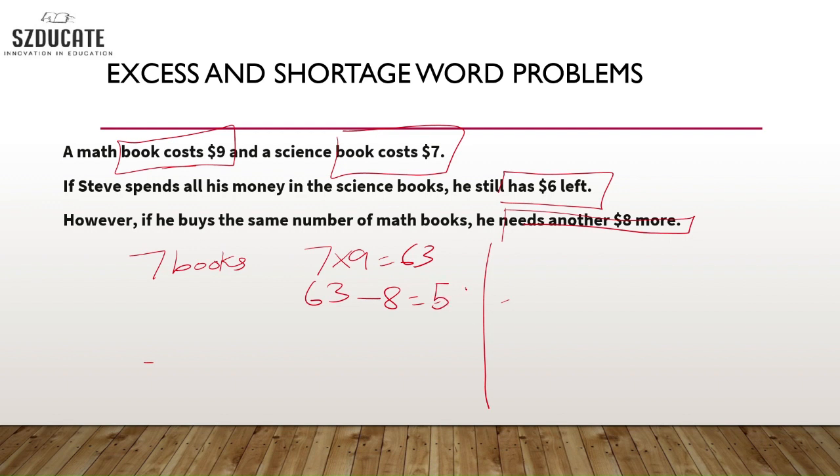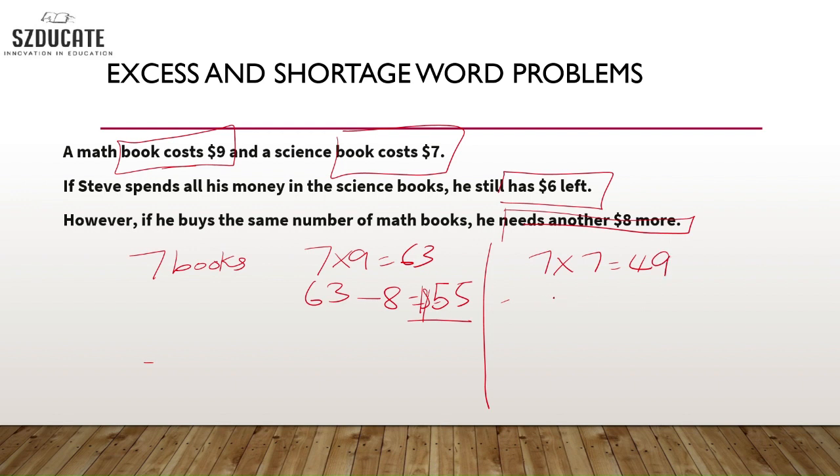I just cannot think. 63 minus 8 will give me 55. So $55. Now, what if it's the science book? Science book, again, 7 books. 7 times 7 will give me 49.